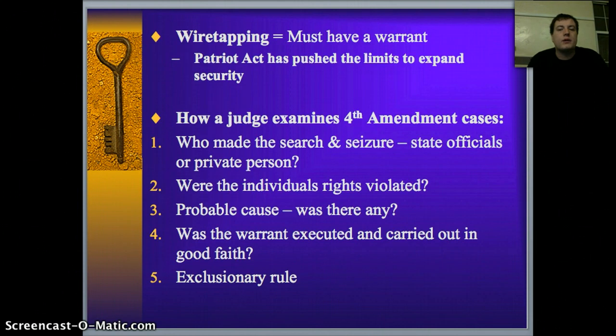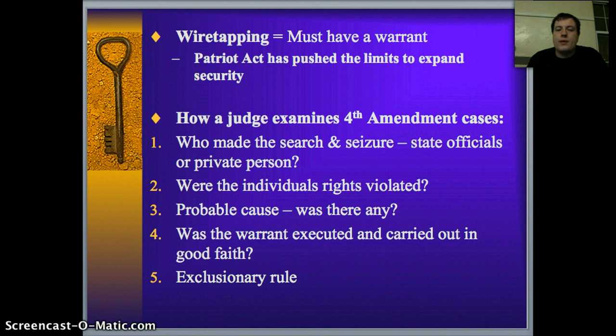Wiretapping. In order for the police to wiretap your phone, they must have a warrant. However, the Patriot Act, which was a law that was passed in response to 9/11, has pushed the limits to expand the security. Now the government can wiretap your phone if they have reason to suspect that you're engaging in terrorist activities.